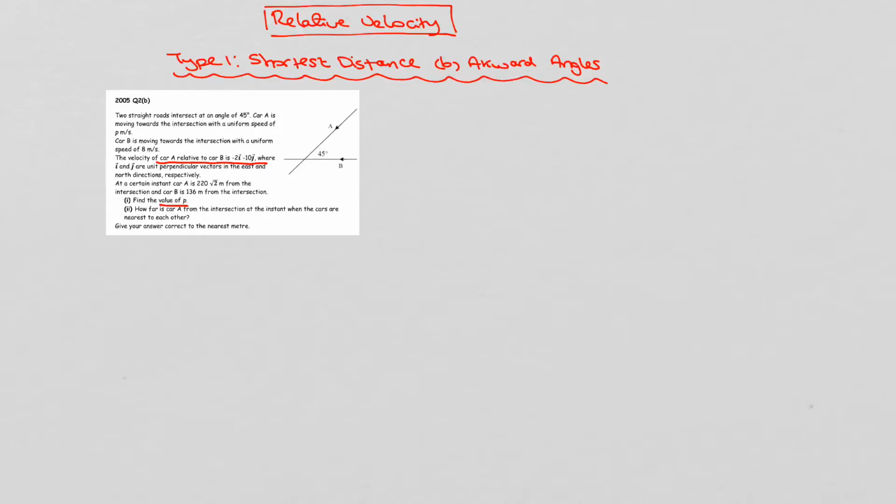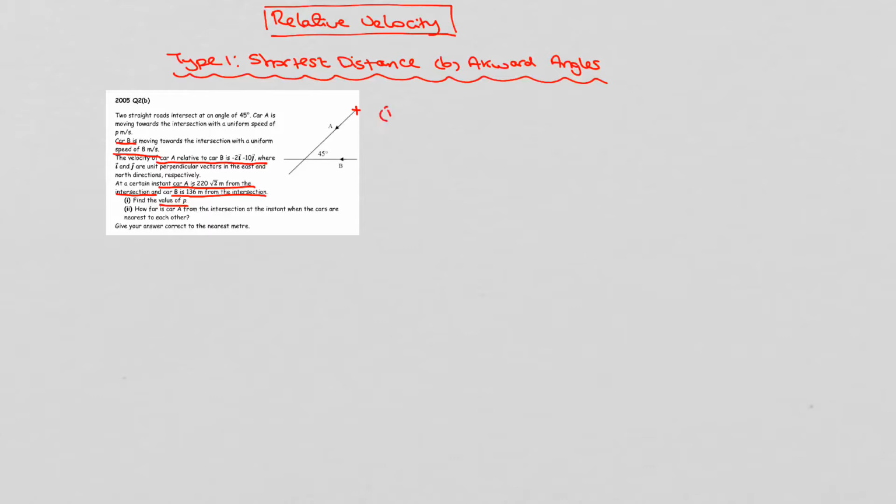So if I mark in on my diagram here in A, and I draw my little mariner's compass, I can see that it's going to be going in a southwesterly direction. So it's going to be negative, hence we can see it's minus 10i minus 10j. So we're told that at a certain instance, car A is 220 root 2 meters from the intersection, and B is 136 meters from the intersection. And we're also told that car B has a speed of 8 meters per second. So we're going to use this information, first of all, to try and find out what is the velocity at which car A is moving towards the intersection.